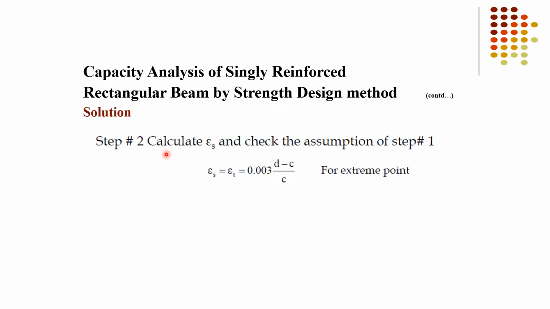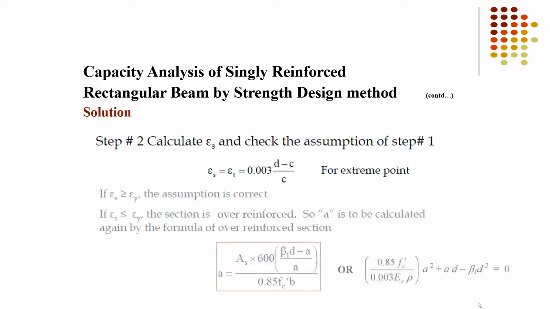Okay, then in the second step we will calculate the strain in steel and check the assumption of step 1, that we have assumed that the section is under reinforced. We will calculate the strain in steel. Okay, now we have c and also d. If our strain in steel is greater than or equal to yield strain, then our assumption is correct. Then we will simply go for the beam moment capacity calculation using the under reinforced method.